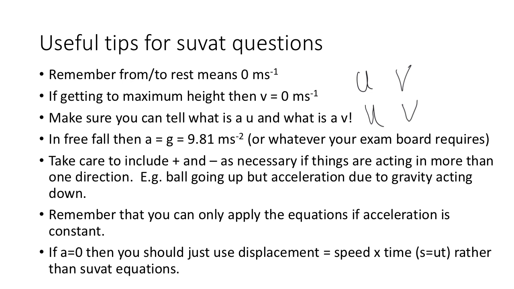If it tells you that it's in free fall, then the acceleration is equal to 9.81 meters per second squared, or whatever your exam board requires. Often in maths, they want you to take it to be 9.8. Watch out with this to make sure that you're defining which way is positive and which way is negative, as if you have things in more than one direction, you have to be careful with that. For example, with the ball going up, but the acceleration due to gravity acting down, then the velocity and acceleration will be in the opposite direction.